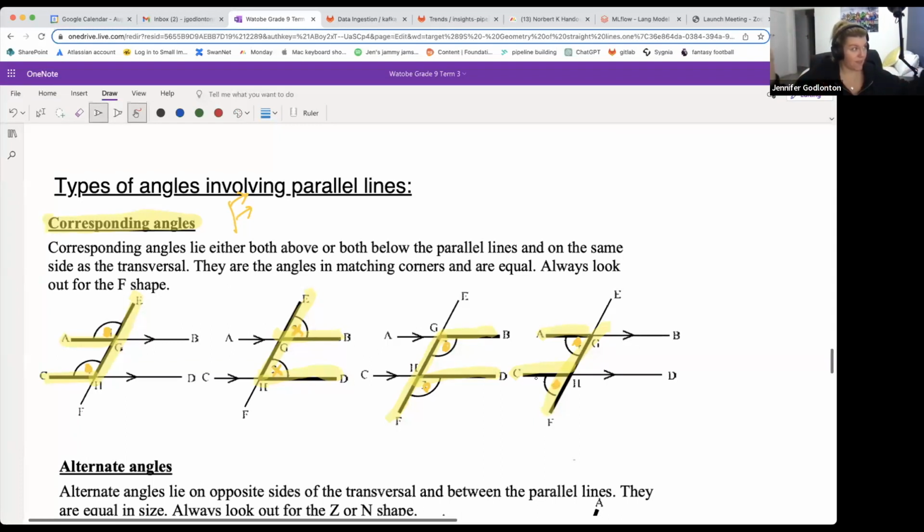Exactly, they are fun angles. We are going to talk about that in a second. If you want to take a screenshot of this, please feel free. And we're going to move on to our next one.